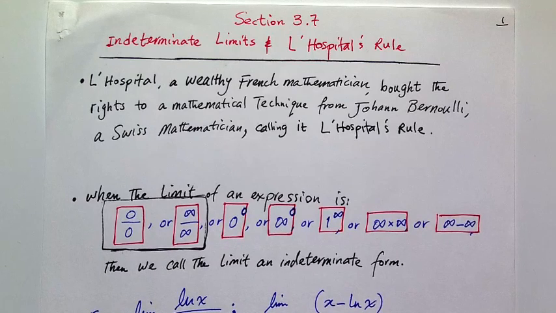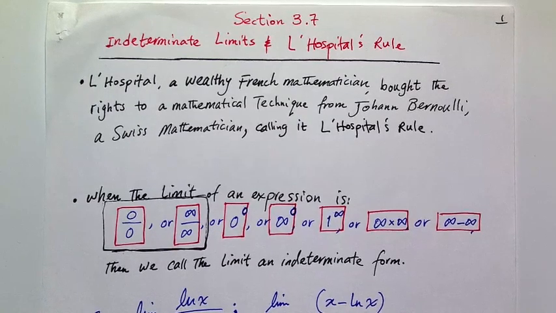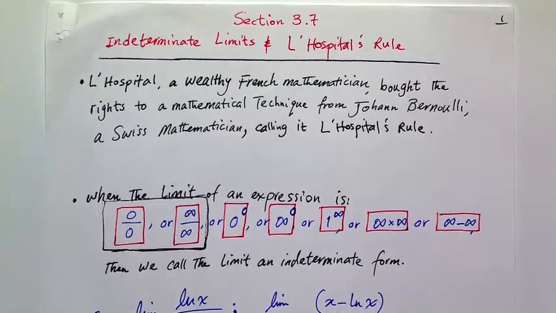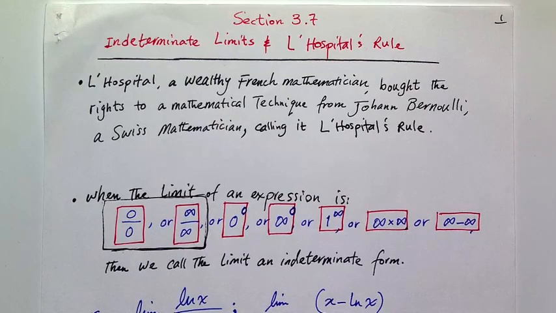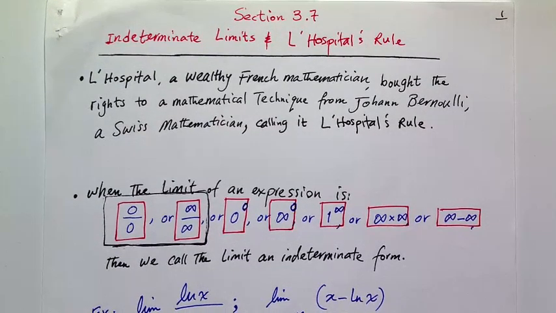Well, just a little bit of history, as you can see on the screen. L'Hopital was a French mathematician who actually wasn't the person who came up with this method. Instead it was Johann Bernoulli, a Swiss mathematician, that came up with it, but L'Hopital paid him to name the method after him. So basically he bought the rights to it. So that's just a little bit of history about what this method is.